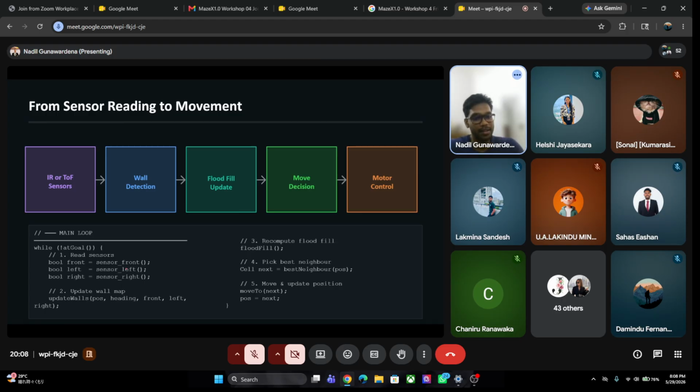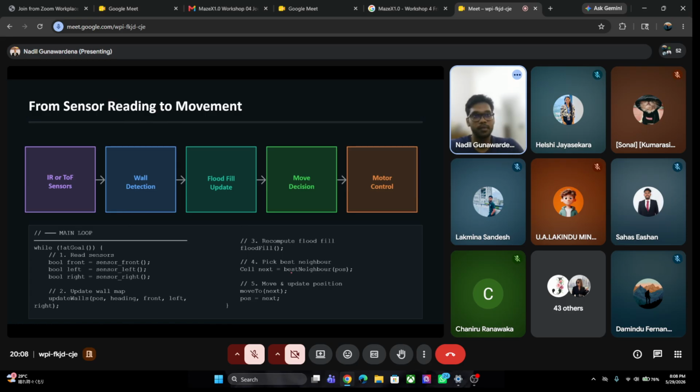And as you can see in this code, while it's not at the goal, you first read the sensors. There are sensors in the front, left, and right. I think you have also gone through the hardware setup of the micromouse in the previous workshops. And then after getting the sensor readings, you update the wall map and then recompute the flood fill, picking the best neighbor.